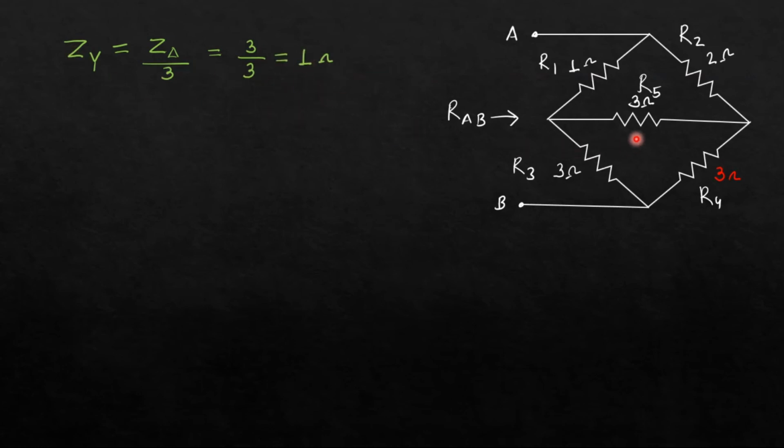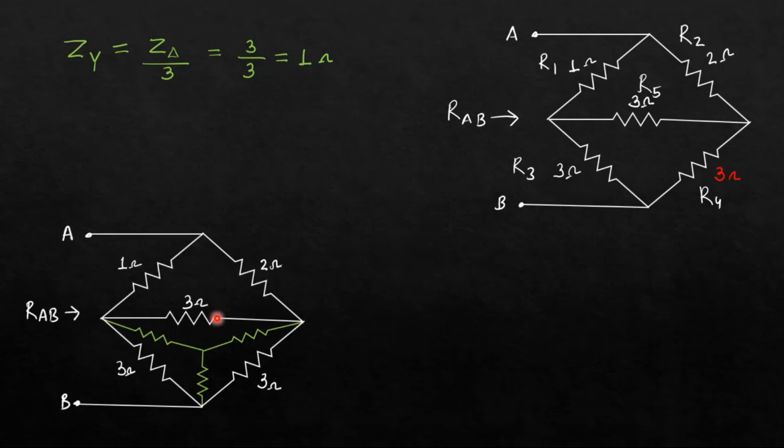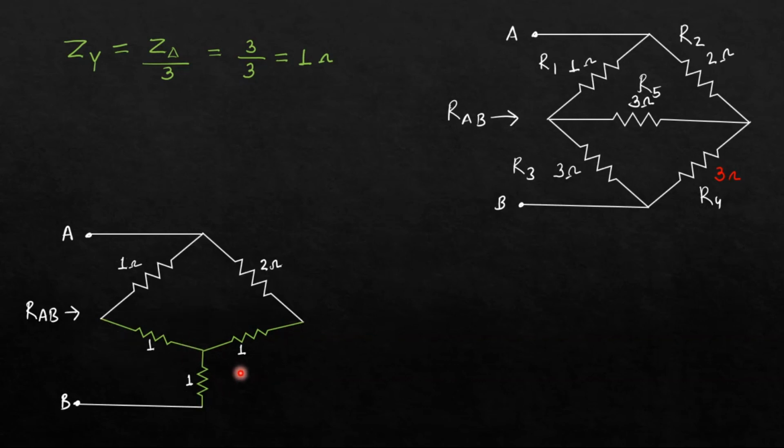So I have converted this delta into a star. It will look like this. Now each resistance will be equal to 1 ohm. Once we have transformed this delta into a star, now I can remove this delta. Now you can clearly see there is a series combination. This 1 ohm and 1 ohm are in series. This 2 and 1 ohm are in series.